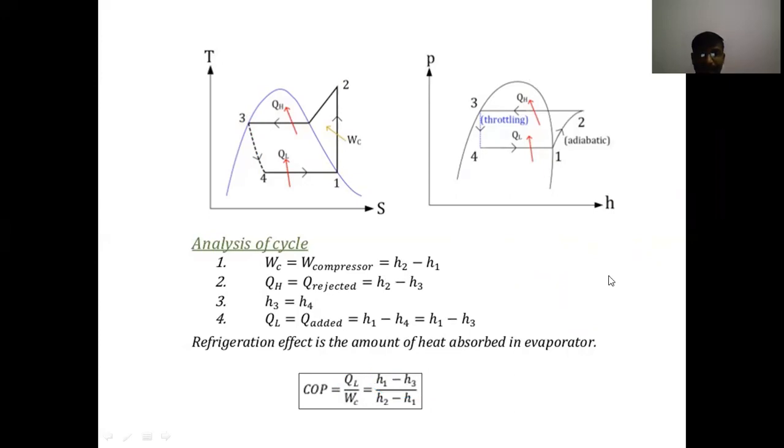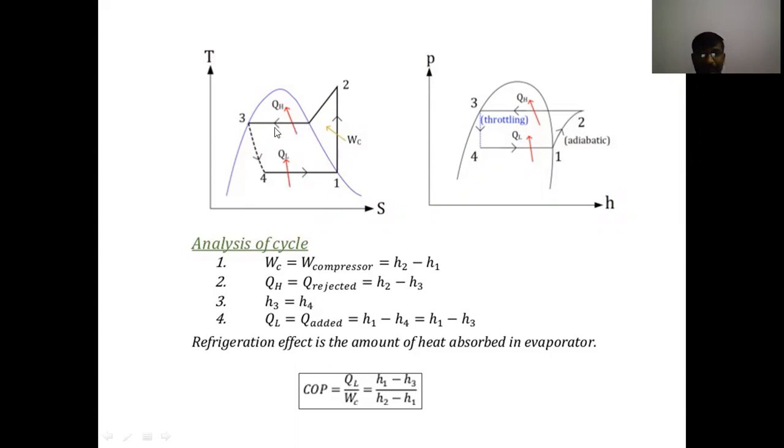This is the analysis of the vapor compression cycle, with four processes. This is called the simple vapor compression cycle. In the simple vapor compression cycle, initially before the compressor, the refrigerant is in the dry saturated vapor condition. From that, it is compressed to the superheated vapor.